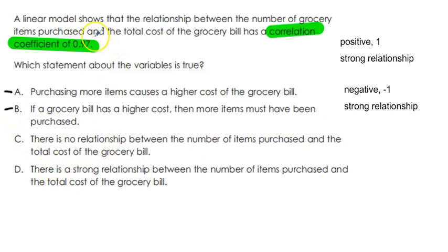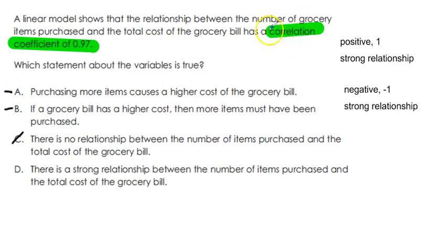That is C. Well, that's not what our correlation coefficient says. It is really close to 1. It says there is a very strong relationship, so it is not C. And D says very specifically, there is a strong relationship between the number of items purchased and the total cost of the grocery bill. So even though A and B were very good answers, they do make sense.